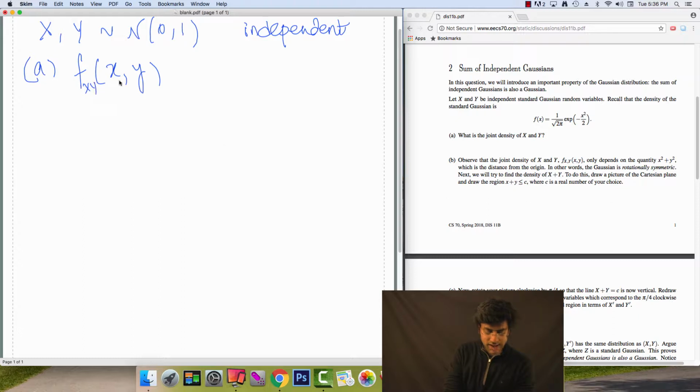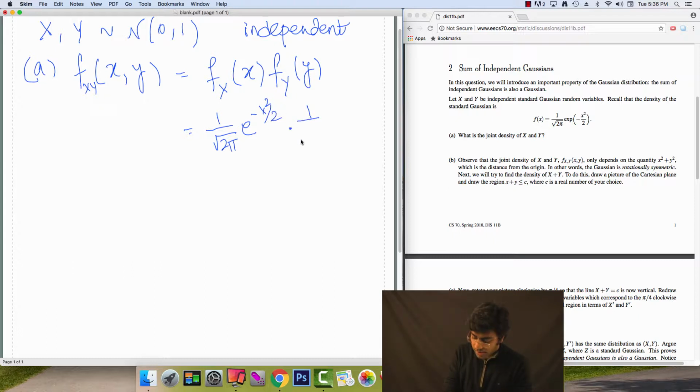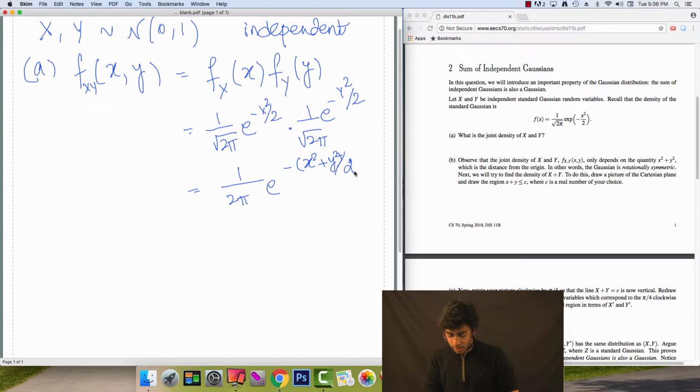Now remember, if x and y are independent, by definition, this becomes the product of their marginal distributions. And this we now know is 1 over root 2 pi e to the negative x squared over 2 times 1 over root 2 pi e to the negative y squared over 2. And finally, this is 1 over 2 pi e to the negative x squared plus y squared over 2. Okay, that was part A.